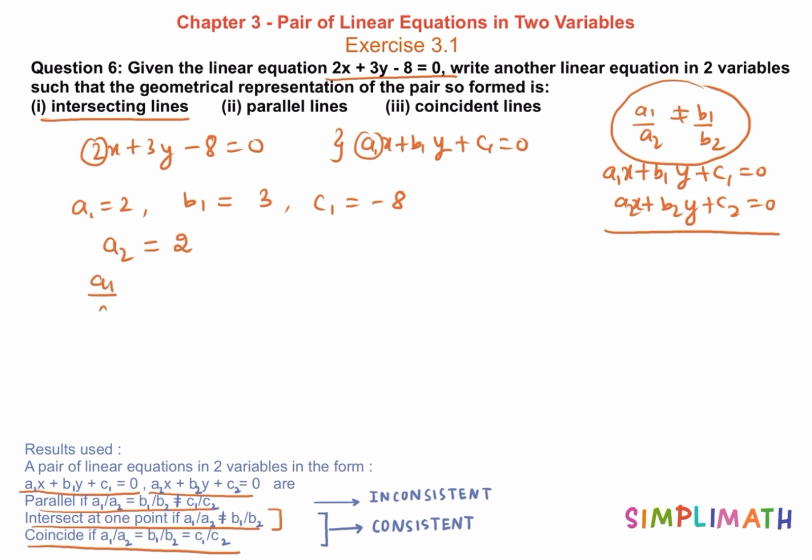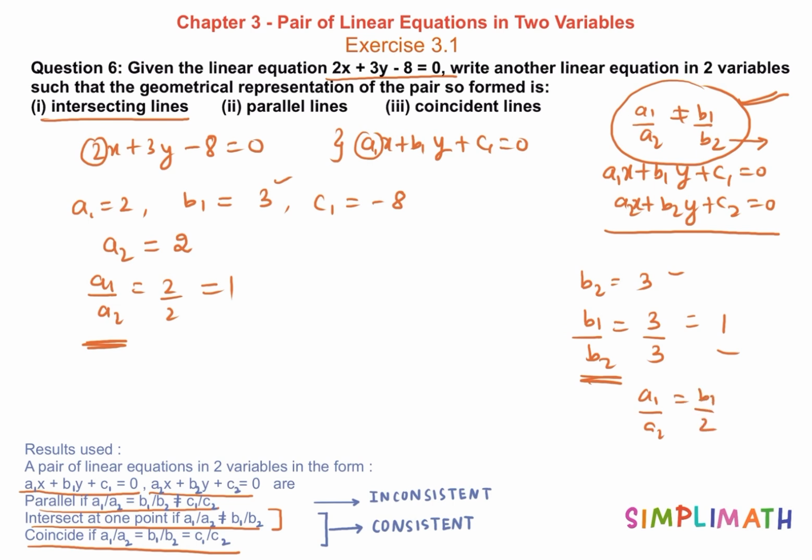So what do we get? a1 by a2 is 2 by 2, which is equal to 1. Now we have to assume a value of b2 such that a1 by a2 is not equal to b1 by b2. For example, if we take b2 as 3, what do we get for b1 by b2? 3 by 3, which is equal to 1. But in this case, a1 by a2 is 1 and b1 by b2 is 1, so a1 by a2 equals b1 by b2, which should not be the case.